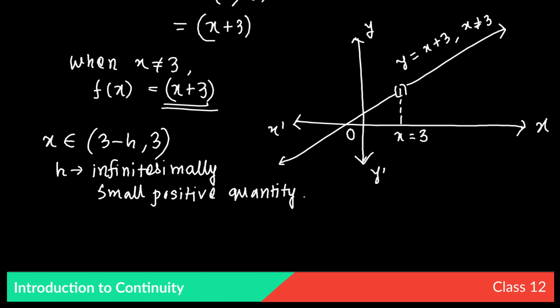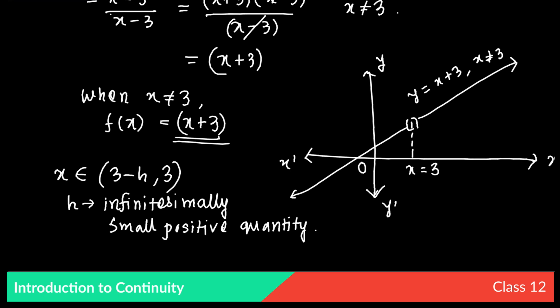So when we are moving to x equal to 3, that means when x is tending towards 3 minus, you can write here that x is tending towards 3 minus. From the concept of limit in class 11, we already know that when x tends to 3 minus, it means that x belongs to the open interval 3 minus h to 3, where h is an infinitesimally small positive quantity.